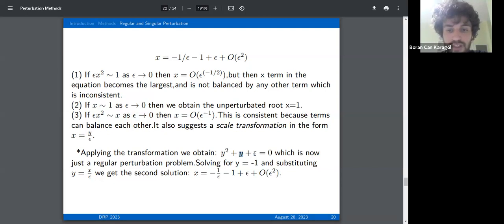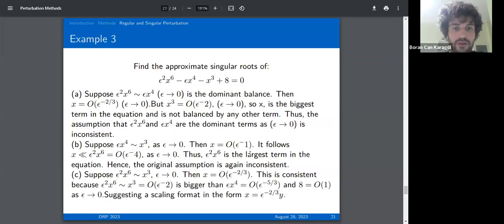Solving for the roots by setting epsilon equal to 0, we obtain the other root, the singular root, negative 1. And since we know y is equal to this, we get the starting point for the equation. It's the same. So that's how we do it. On example 3, it's the same idea. You have to compare terms to see what terms match each other.